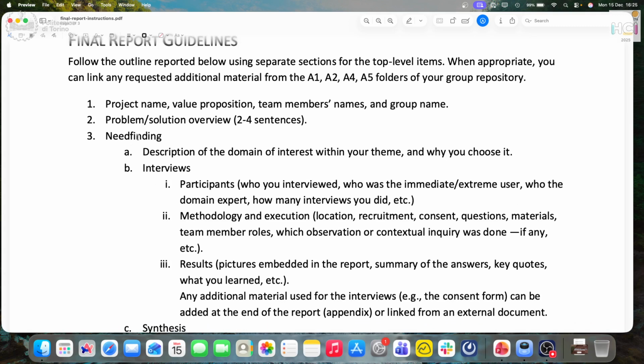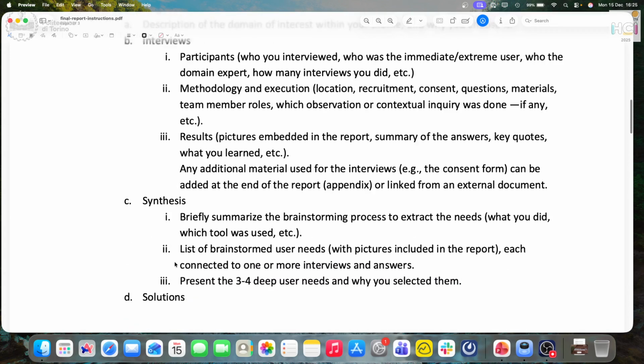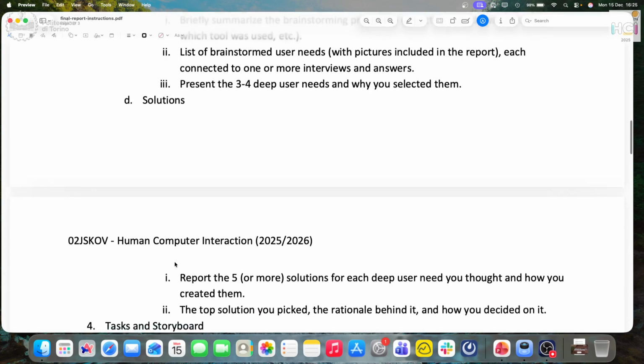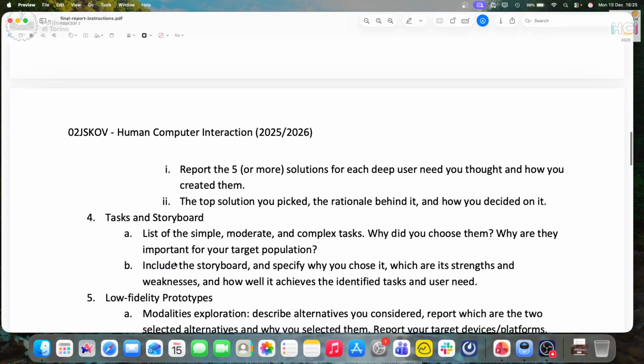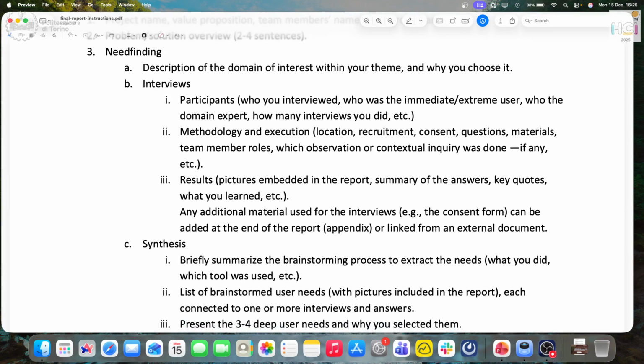Then the chapter on need finding, and in it you can have a section that is the description of the domain within your team, why you chose it, a section that explains the interviews, the participants, etc. A section for synthesis, a section for the solutions, everything you already did. There is nothing here that you didn't do during the semester. So for need finding, we will ask you participants, methodology, and results, including pictures.